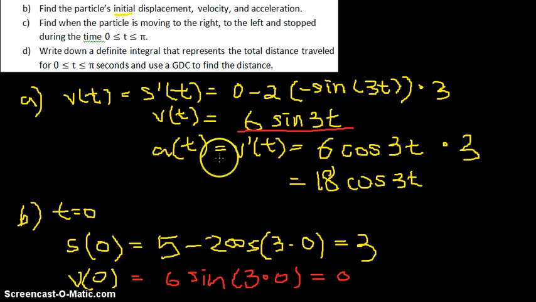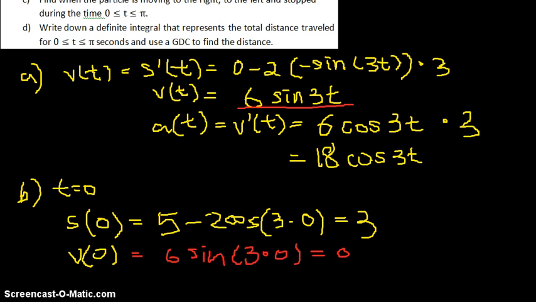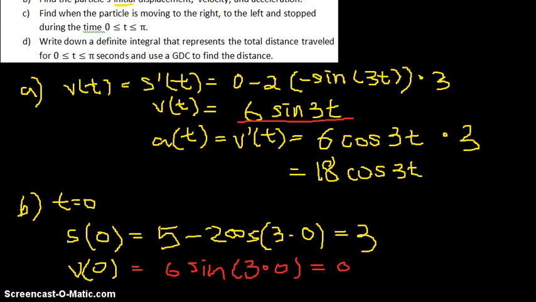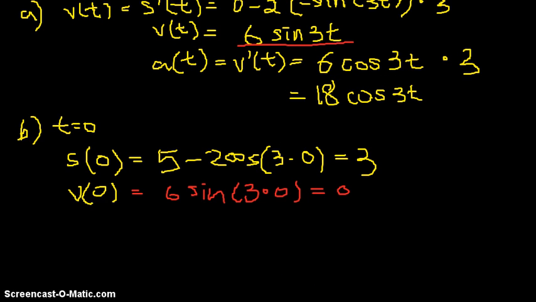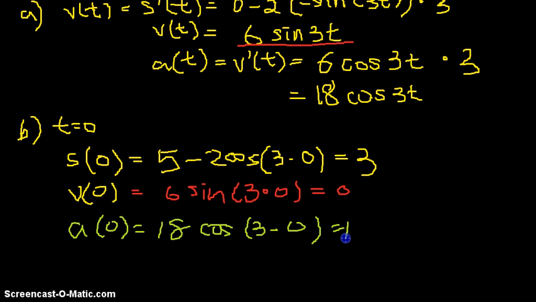And finally, for initial acceleration, so let me move down a little bit more. Initial acceleration, let me use green. Acceleration when time is equal to 0. So I'm going to use the expression I have here, 18 cosine 3t. So 18 times cosine of 3 times 0, which is just 0. So 18 times cosine 0 gives us 18. Right, so that's it. Now we have the answers here.